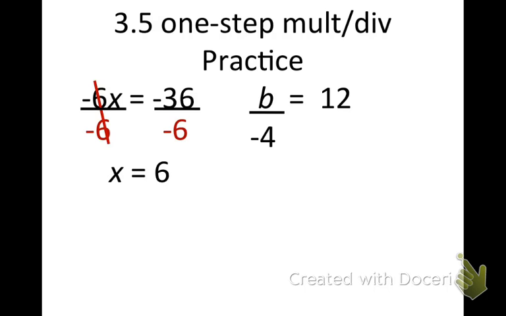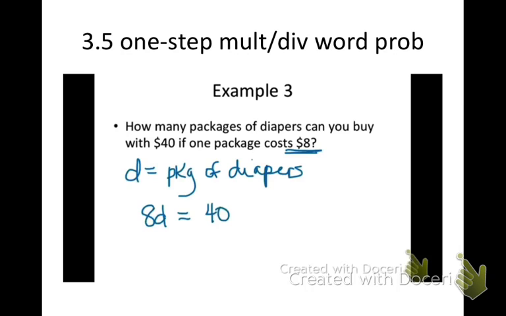Make sure that you're doing your integer math correctly. On the right-hand side, b is being divided by -4, so we will be multiplying both sides by -4 so that we can get the solution. b is equal to -48. Again, check your work. For the word problems, you will be identifying the variable.